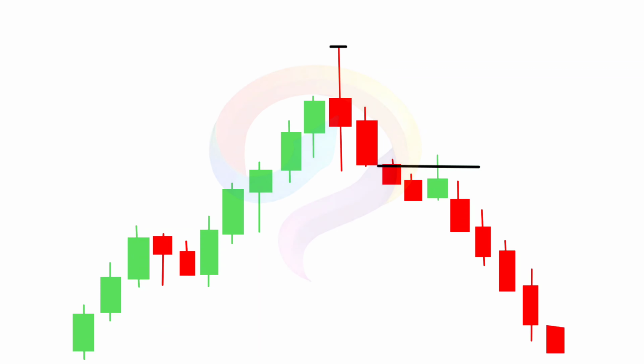bears took control during the session and pushed the price down from the high. The long lower shadow shows that the bulls tried to push the price up from the low, but they were unable to sustain the upward momentum. Traders use this pattern to indicate a potential selling opportunity.